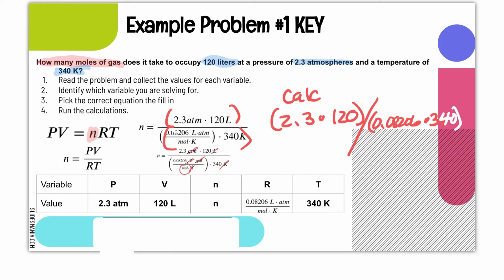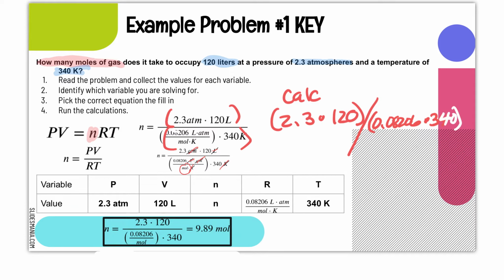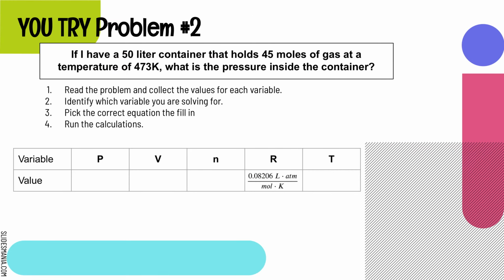So when I do that, my N is actually equal to 9.89 moles. And so here's my solution. So 9.89 moles occupy 120 liters at 2.3 atmospheres and a temperature of 340 K.